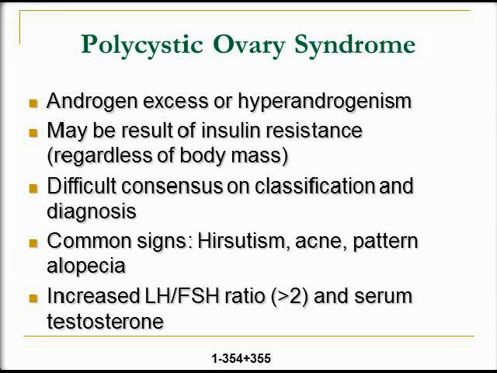Other signs and symptoms outside of dysmenorrhea include hair growth, acne, and pattern alopecia in women, usually things that women don't want. You could get an LH to FSH ratio greater than 2. And elevated serum testosterone levels are also associated with the disorder.